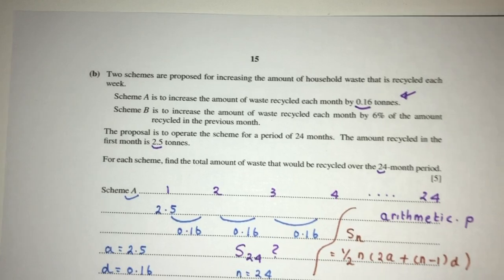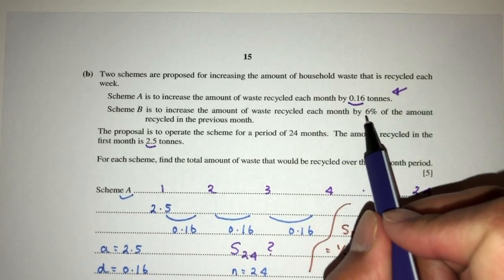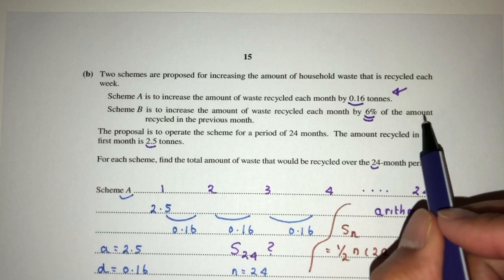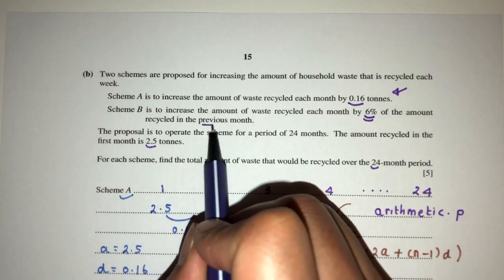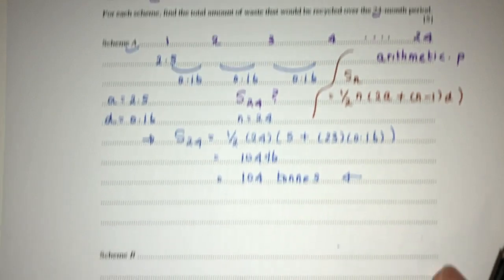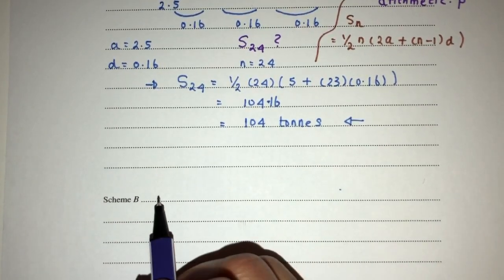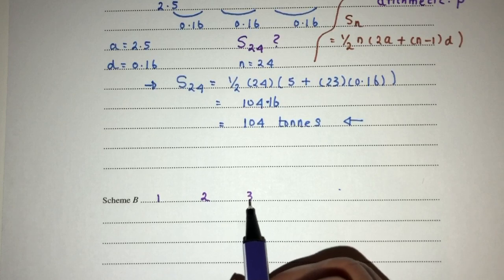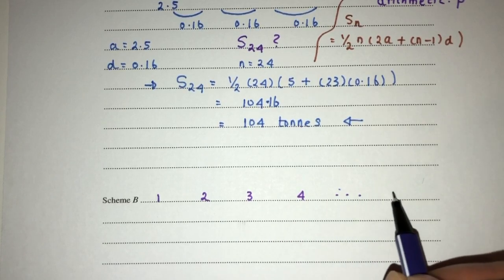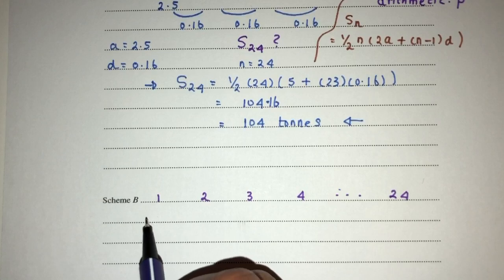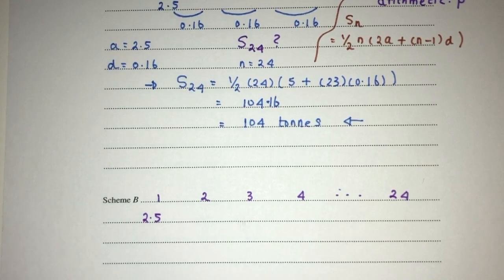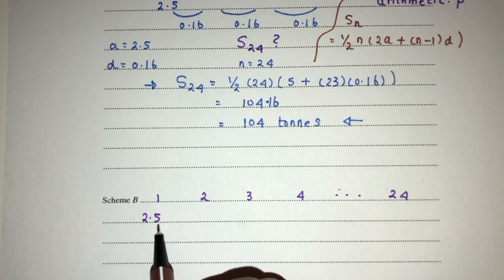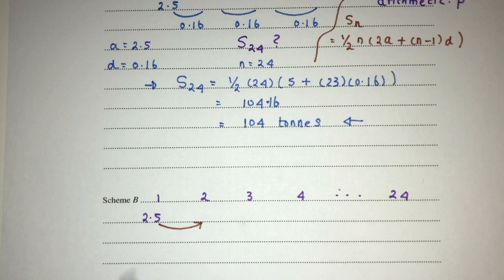So scheme B is to increase the amount of waste each month by 6% of the amount recycled in the previous month. So just to understand, first thing first, for example, again, we have 1 month, 2, 3, 4, and then up to 24 months. So we begin with 2.5 as given by the question. Now, it is important that we're understanding that for the second month, we are increasing this amount by 6%. We're increasing by 6%.